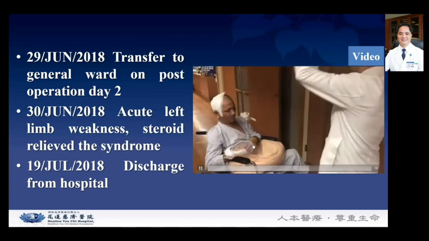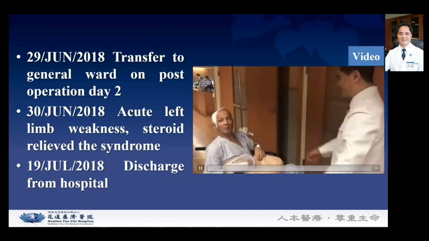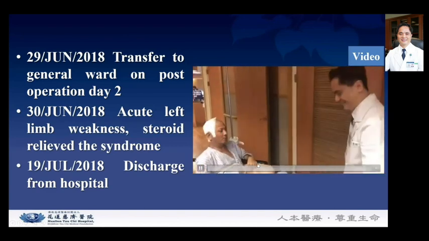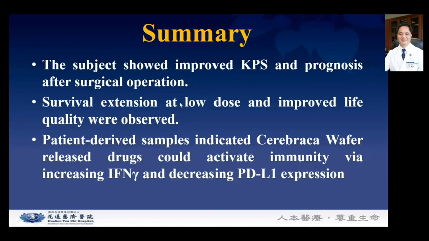Before surgery, he already had left hemiparesis. But after surgery, he has a very small improvement in his left hand movement.